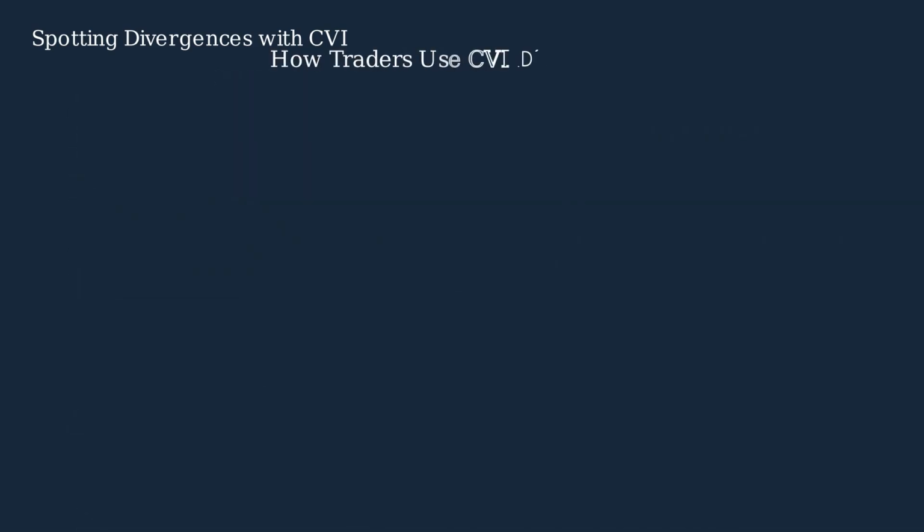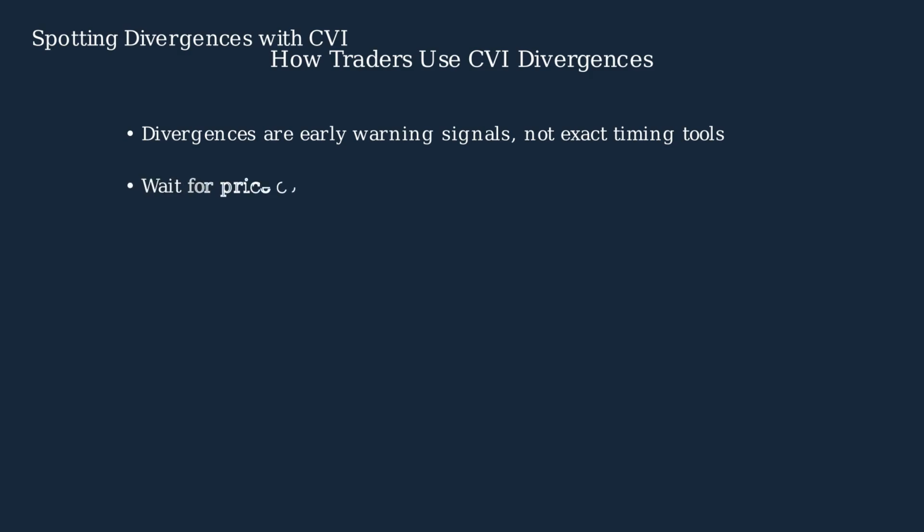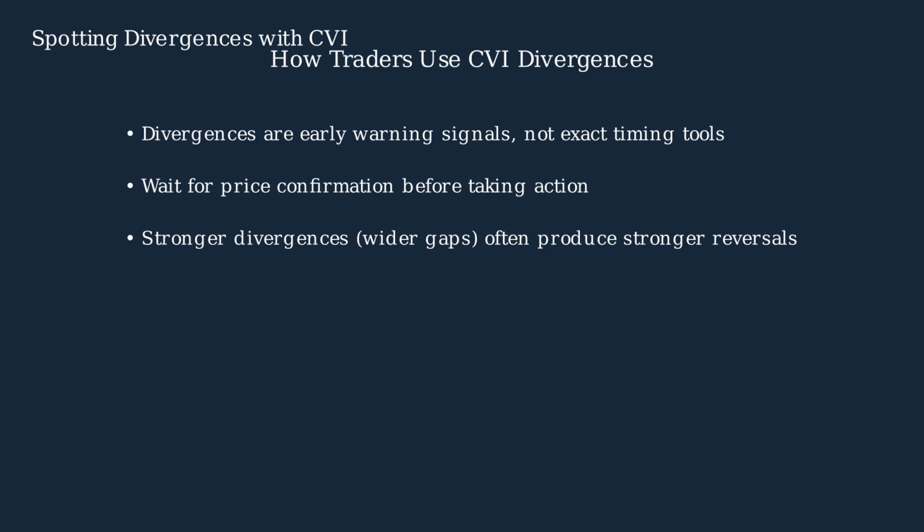Let's explore how traders use CVI divergences in their trading decisions. Divergences provide early warning signals, but aren't exact timing tools. Smart traders wait for price confirmation before taking action. The strength of the divergence often correlates with the strength of the reversal. Wider gaps between price and CVI behavior typically produce more significant moves. Multiple divergences on the same chart increase the reliability of the signal.